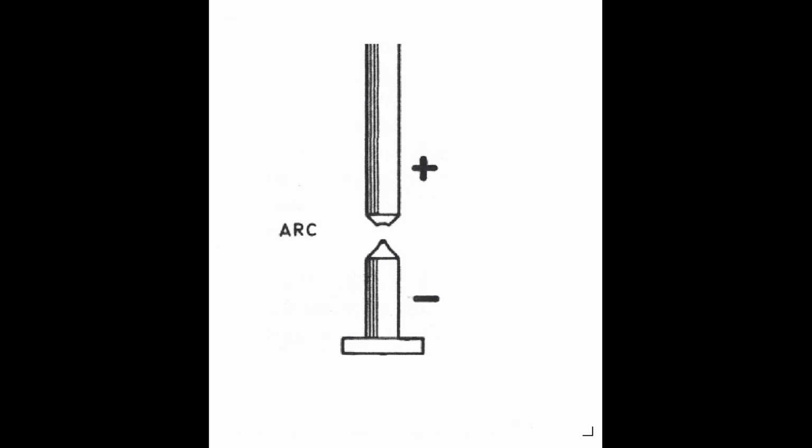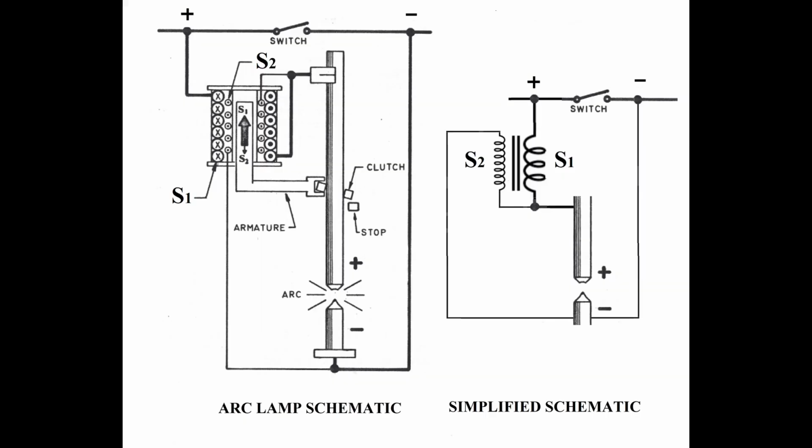During normal operation, the carbon is vaporized in the intense heat of the arc. As a result, the electrodes are shortened and the arc lengthened. The upper electrode is consumed approximately twice as fast as the lower electrode. Now we'll look at the part that S2 plays in the story.